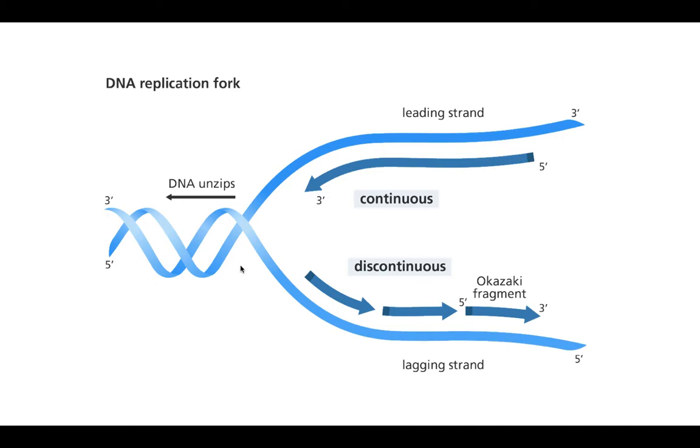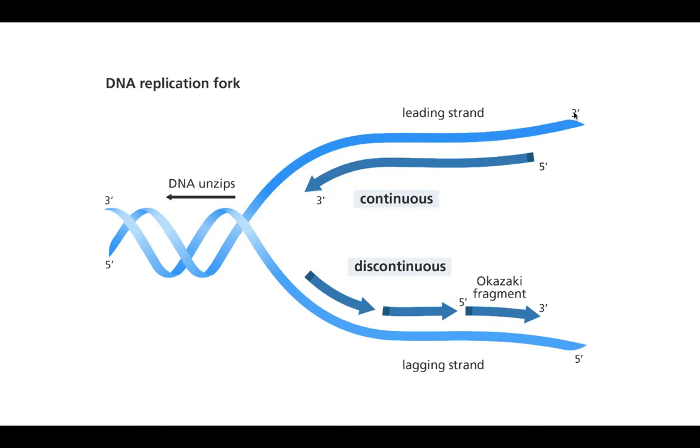All right, now let's talk about what actually happens during that synthesis phase as DNA gets replicated. So we have this DNA strand, the double helix over here, and it's being unzipped, causing the two different strands to split apart. One of them is called the leading strand. The leading strand is in the 5' to 3' direction. And one of them is called the lagging strand. That's in the 3' to 5' direction.